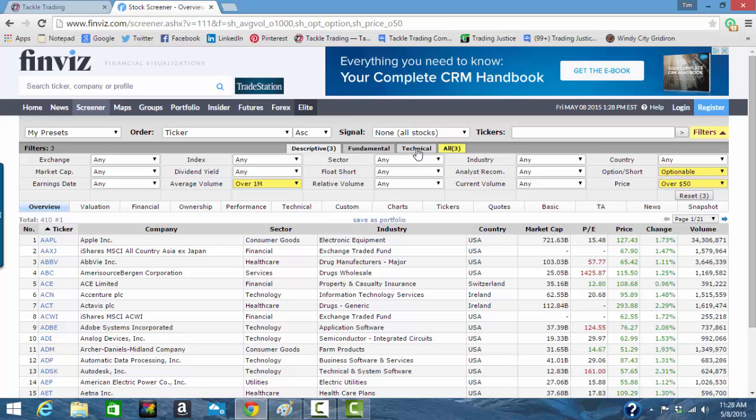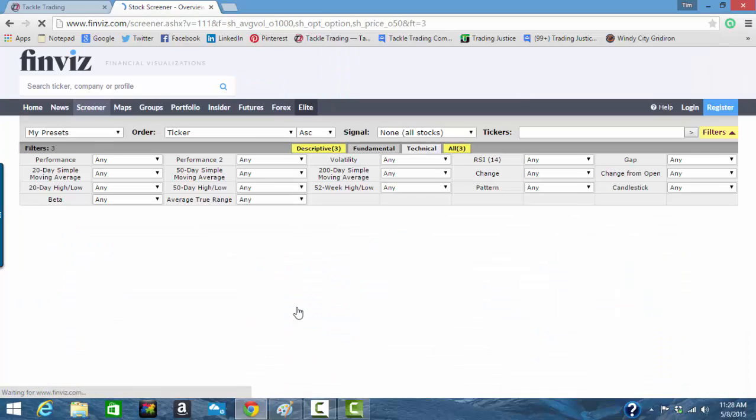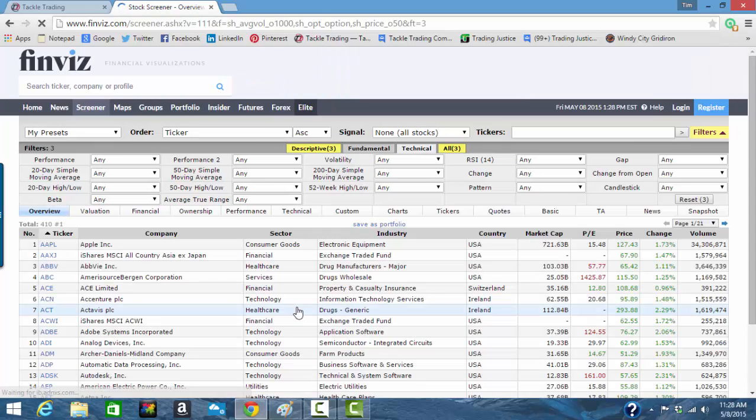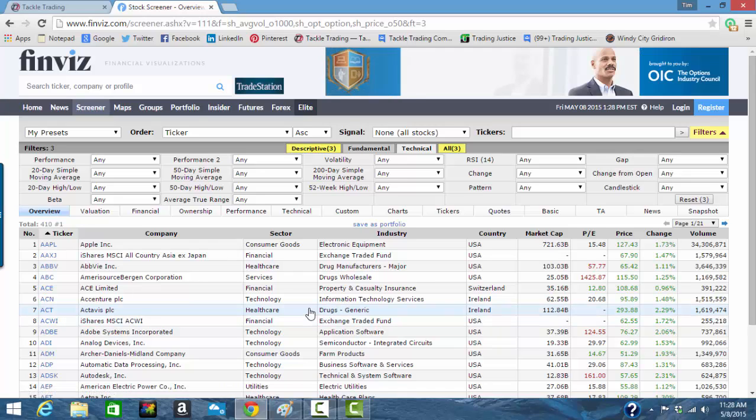Now, let's go over to the technical tab. We will get to the fundamental tab again in another video, but let's go through technicals. Some of the simplest things are the best things that you can do. Just by adding those three descriptive filters in, I've reduced my list down to 410.